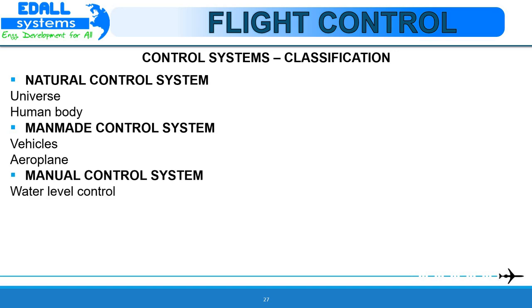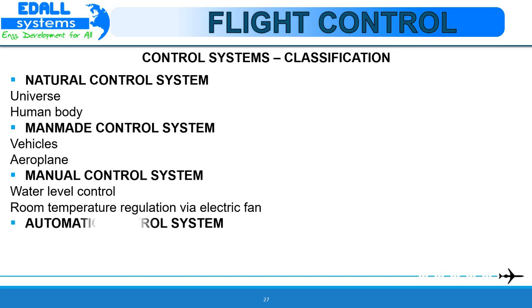Manual control system: we have water level control and room temperature regulation via an electric fan. In this case, the human, that is the operator, interaction will be present. The tap will be in control of the operator. The moment the tank fills, the operator manually closes the tap. Whenever the tank level decreases, the operator again opens the tap. This process goes on and it is called a manual control system.